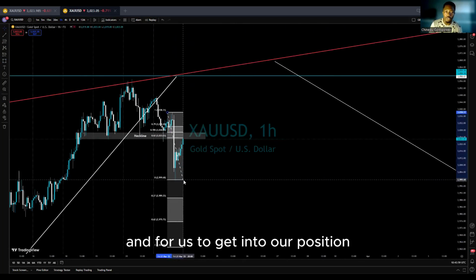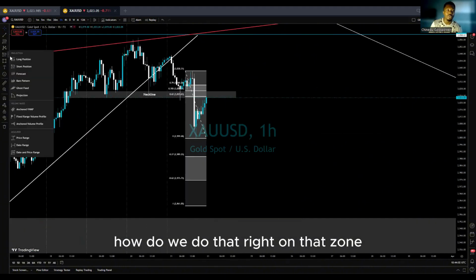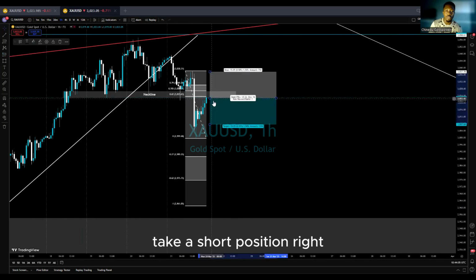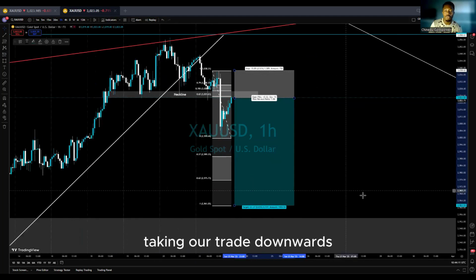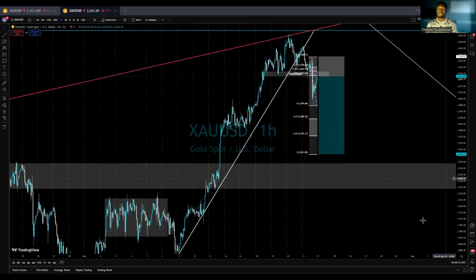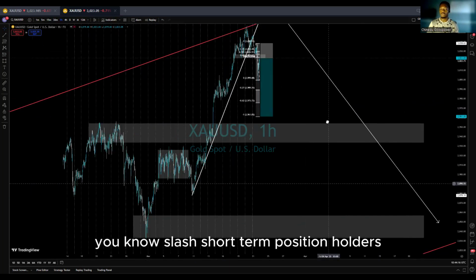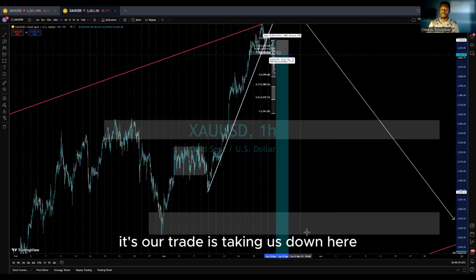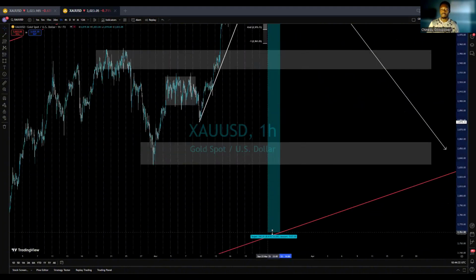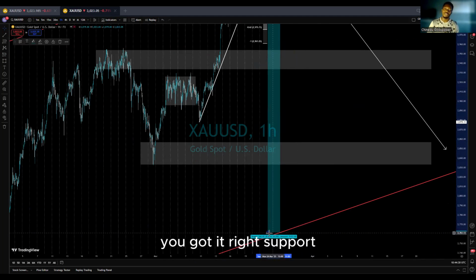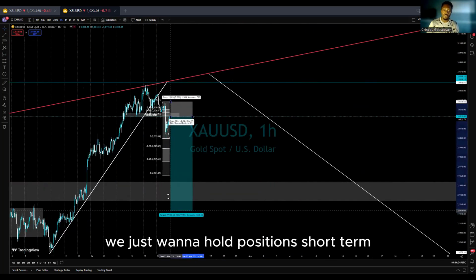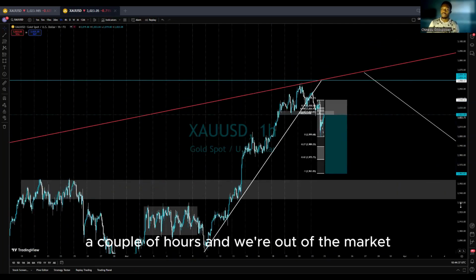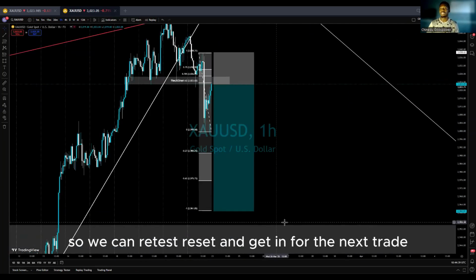And for us to get into our position, how do we do that? Right on that zone, take a short position, right? Risking just a little above the high, taking our trade downwards. Remember, for swing traders, that's short-term position holders, if our trade is taking us down here, to a level of what? Yeah, you got it right, support. Then for day traders, we just want to hold positions short-term. We don't want to, a couple of hours and we're out of the market, so we can reset and get in for the next trade.